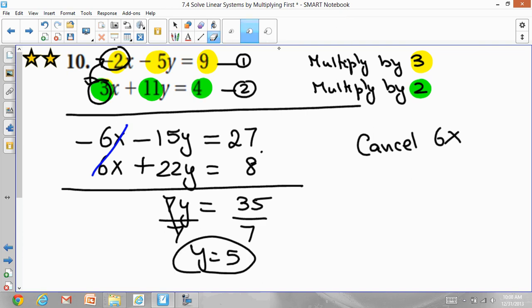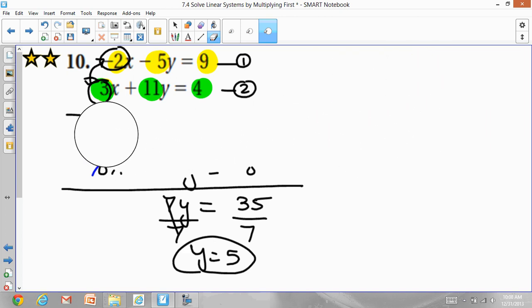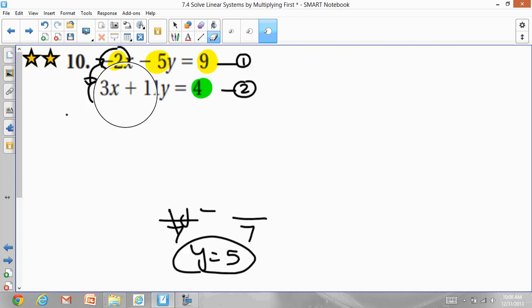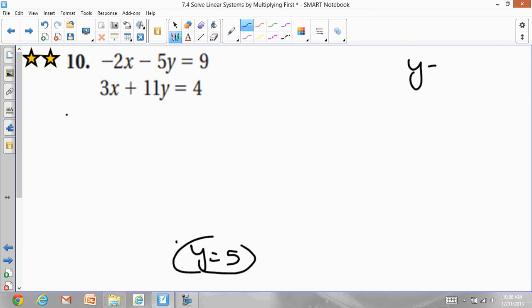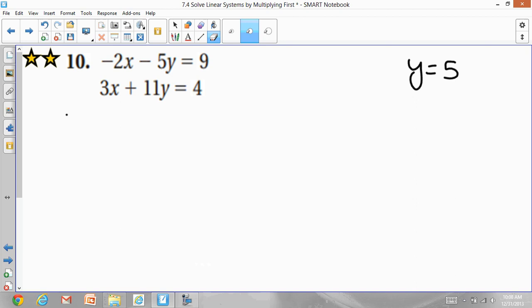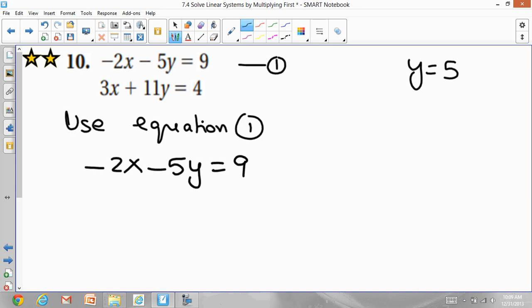So once you get y equals 5, now you need to go back to your original equation. You can take either one of the original equations. So I'm going to take equation number 1, which is this. So I'm going to go minus 2x minus 5y equals 9. And I'm going to write minus 2x minus 5 times 5 equals 9.